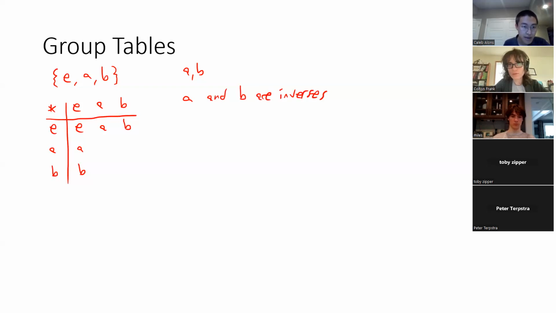So that means A star B is going to be what? If A and B are inverses, and you have an element multiplied by its inverse, exactly, you get back to the identity. And in the same way, we know that B star A is going to be what? Yes, excellent. So the identity is going to show up here, and the identity is going to show up here, because that's A star B and B star A. So notice we don't really have to do any more computations over here for the rest, because what element is missing from the rows and columns on those 2 spots?